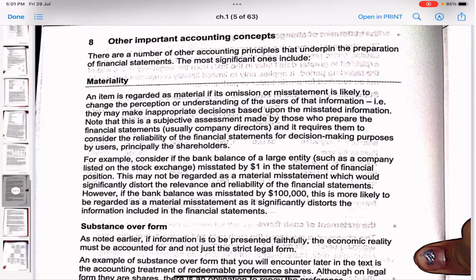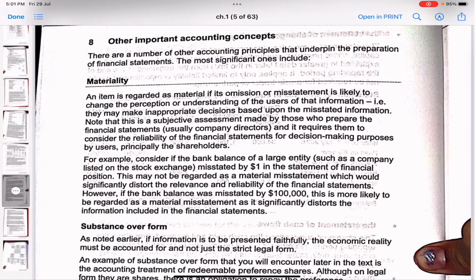Okay, now we come to the important accounting concepts. These are some concepts which relate to accounting and they are extremely important. There are a number of other accounting principles that underpin the preparation of financial statements. The first thing is materiality. What is materiality and why is it a very important concept in accounts? Let's talk about that.